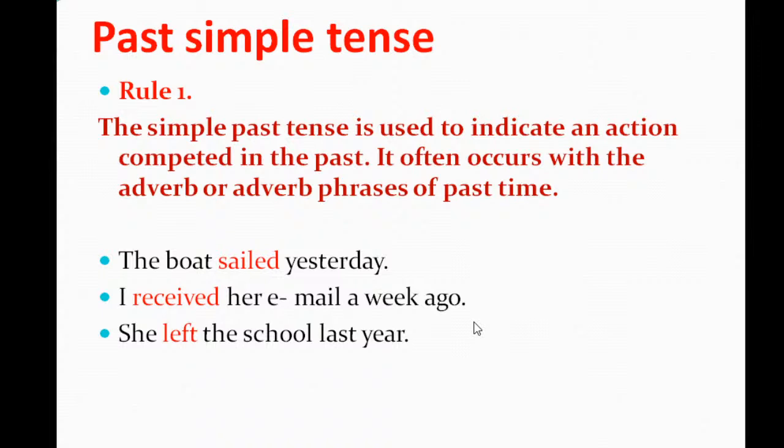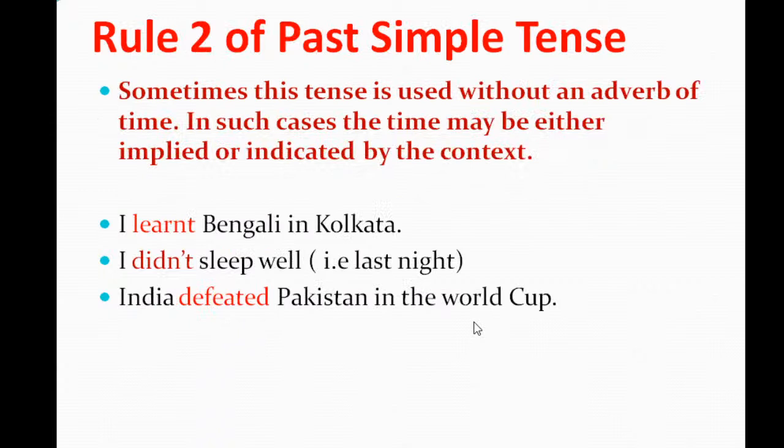Now let's go to rule number 2. Now rule number 2 of past simple tense is sometimes this tense is used without an adverb of time. In such cases, the time may either be implied or indicated by the context.